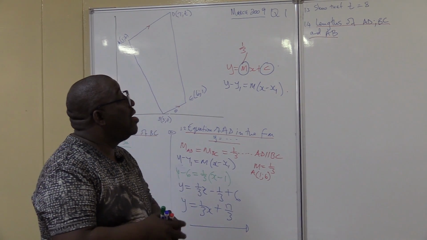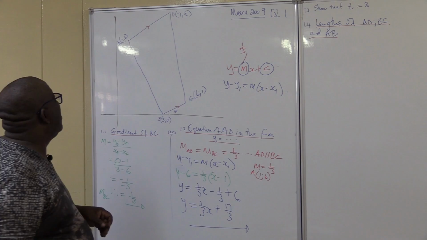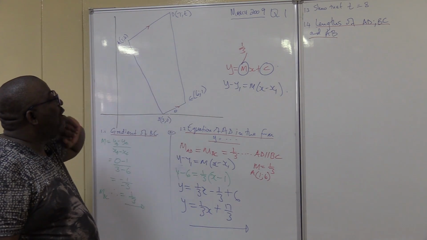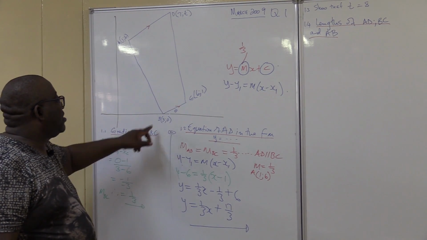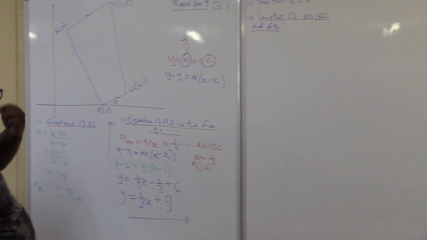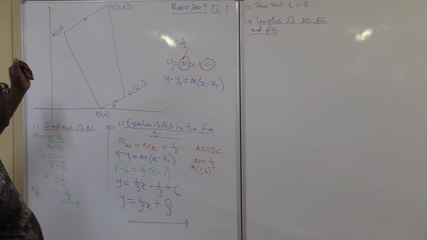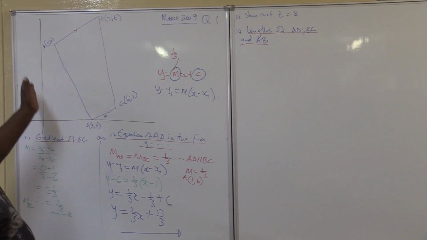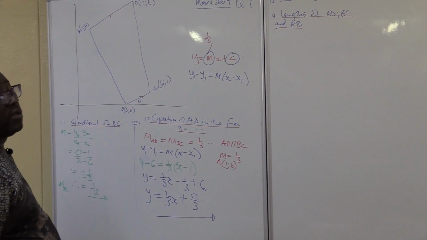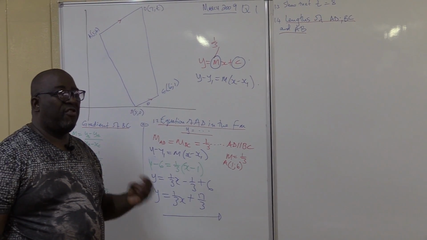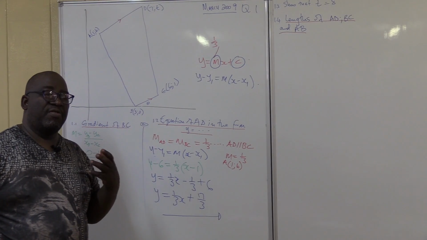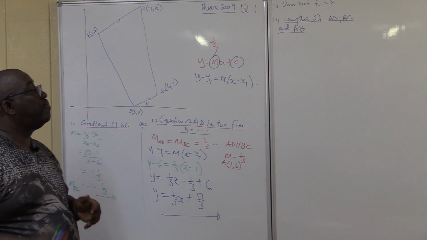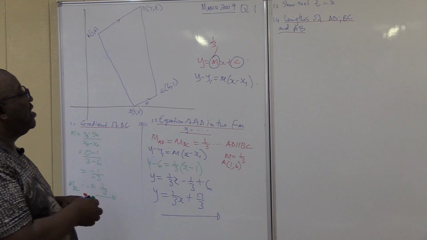It's 1.4. Calculate the lengths of AD. Where is AD? That is AD, BC, and AB. We're just looking for these 3 distances. As I said, it's all about formula in this section. If you're looking for the distance, we use the distance formula. The first one that we need to find is AD.